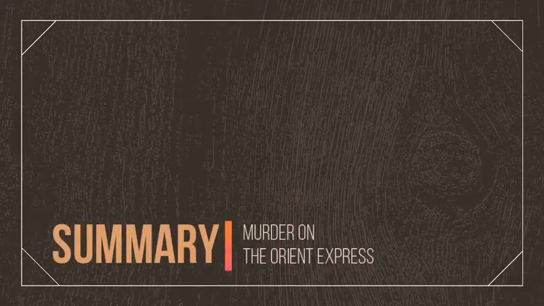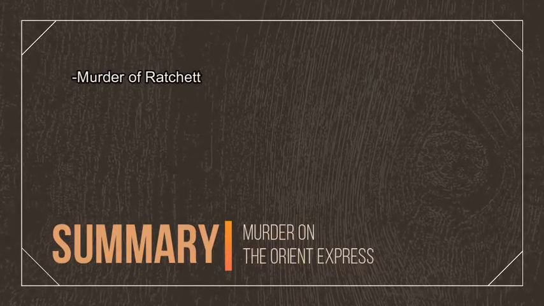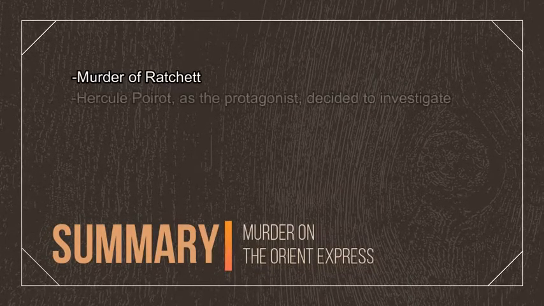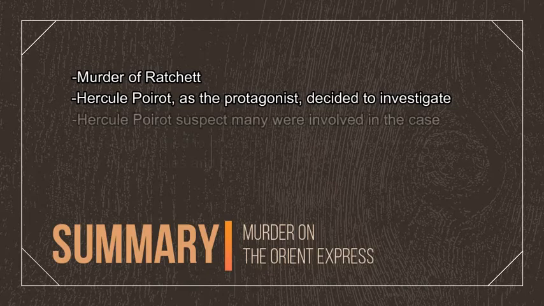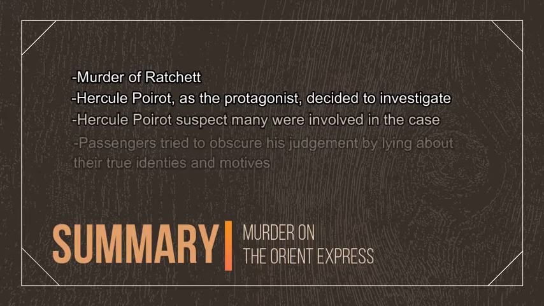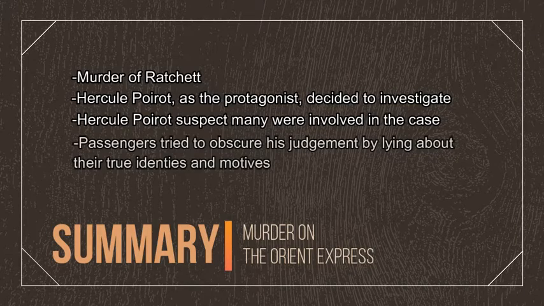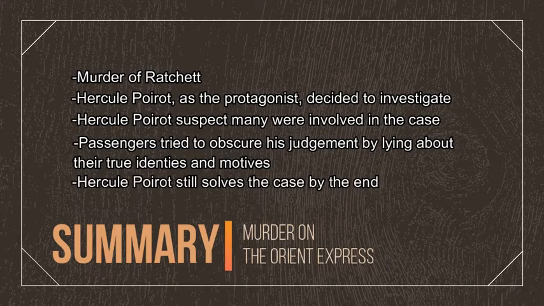The story was about the murder of Ratchet, a passenger on the Orient Express. Hercule Poirot, the main protagonist of this novel, was also in the express, and so he decided to investigate it. He suspected many were involved in this case, although the people in the express tried to obscure his judgment. But in the end, he still found out who the murderers were, as he had prior suspected, as he was investigating and questioning the passengers on the train.